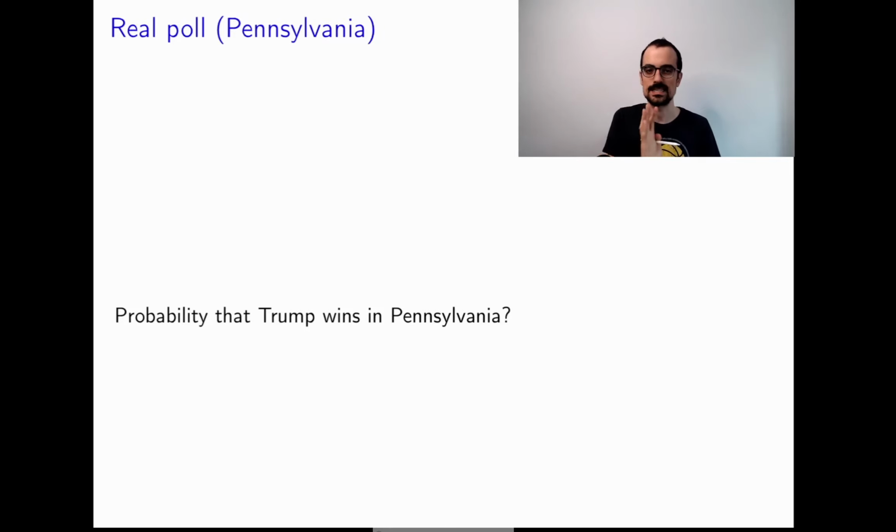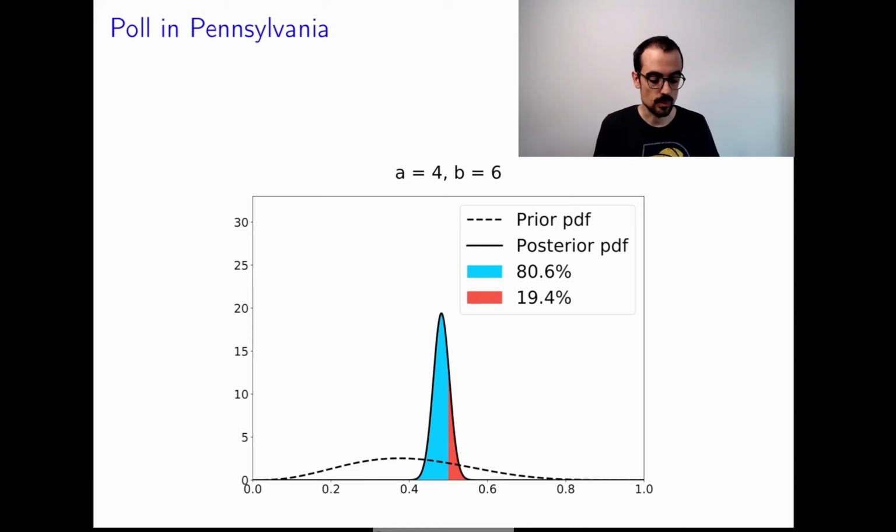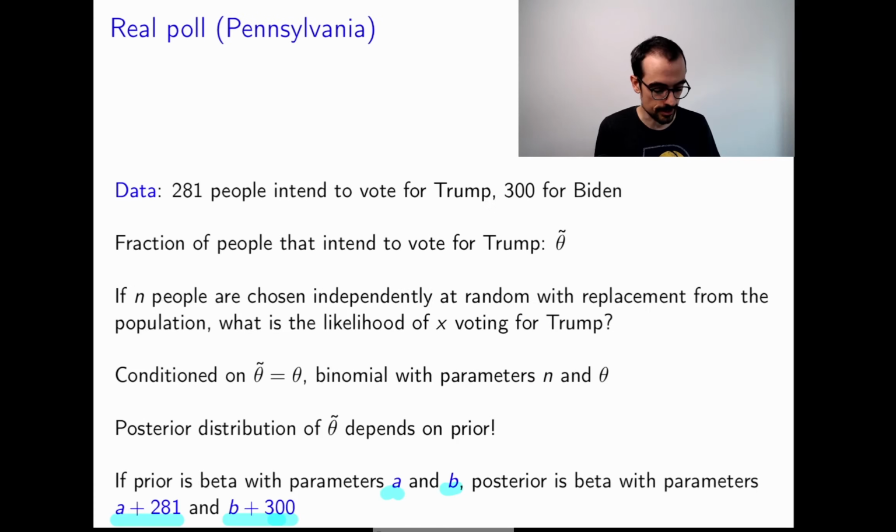Let's say that all the data we have is this poll. We imagine that this poll, hopefully, contains a random sample from all of Pennsylvania. How do we use it to actually predict who wins in Pennsylvania? Well, what's the probability that theta, which is the fraction of people that are going to vote for Trump, is above 0.5? This is what we want to find out. And we want to condition on the data that we observe. Okay? So now we know that this conditional distribution is going to be beta with these parameters.